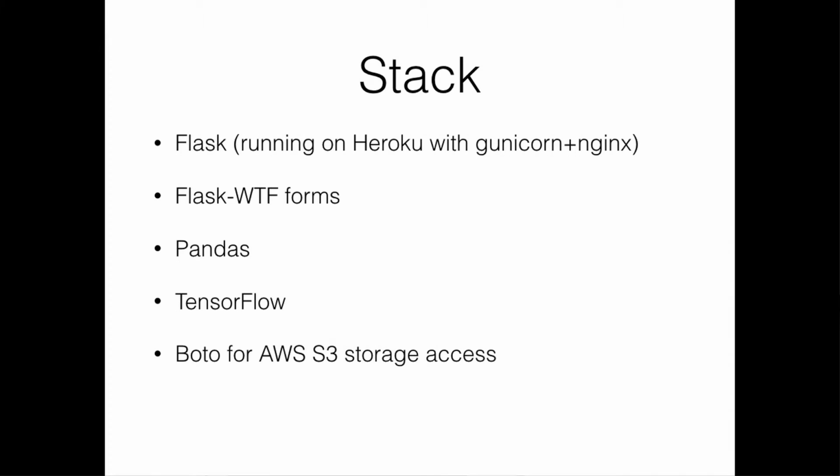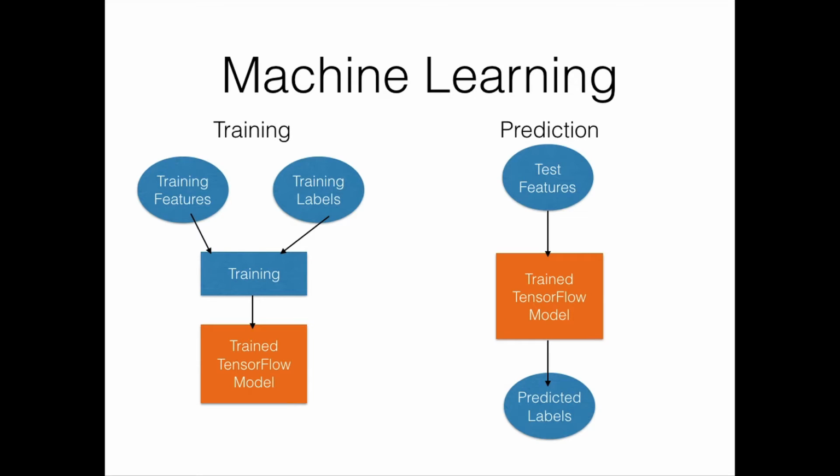So our stack today, which we're going to talk about, is Flask, which we'll have running on Heroku with Gunicorn and Nginx. Flask-WTF forms, which we use to take the input into our Flask app. We use pandas for some data manipulation. So pandas is a data analysis library. And we're using TensorFlow, of course, and Boto is a Python library for accessing Amazon Web Services. And in this case, we're using it for S3 for storing the TensorFlow models, which I'll discuss.